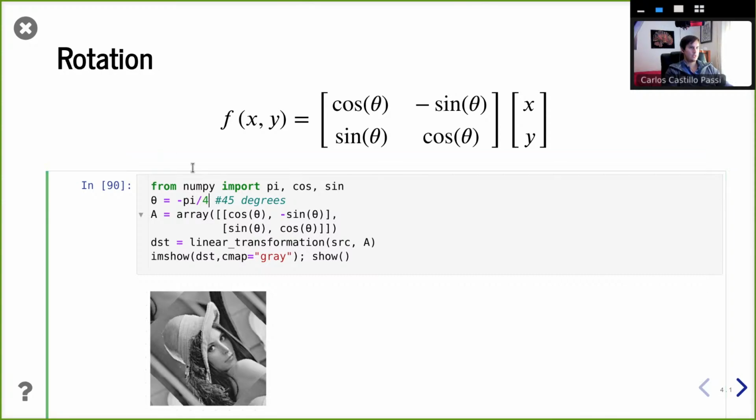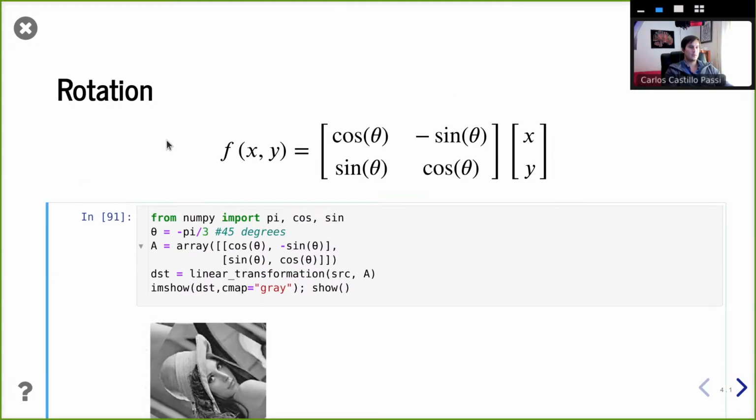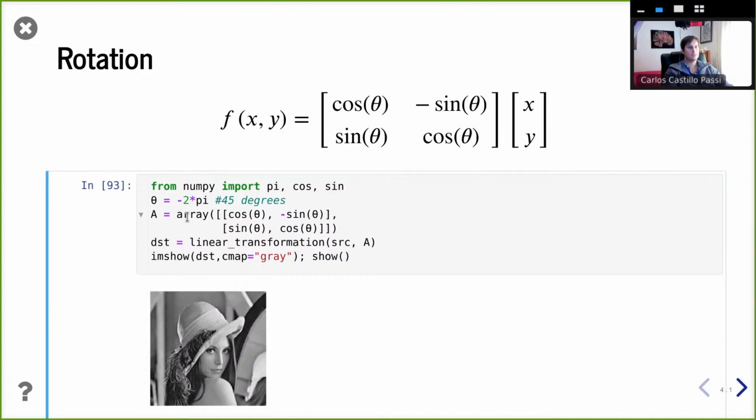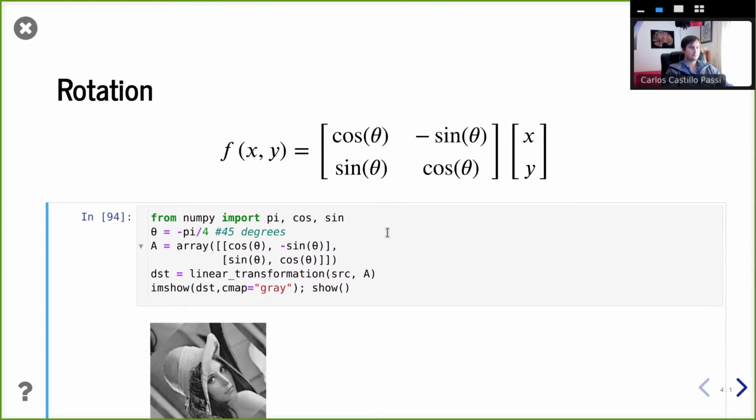We can also do it in pi third over 3 and give us another angle. If we do pi or minus pi, it will result in an image upside down. And if we do 2 times pi, that is the full rotation, it will remain the same. But let's leave it at this.